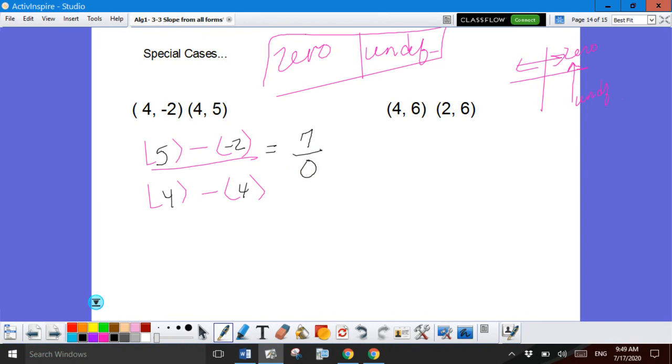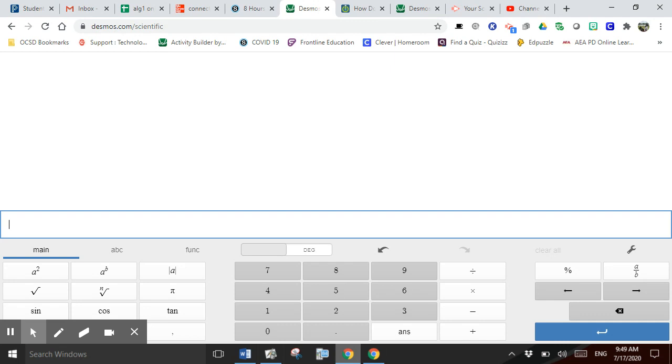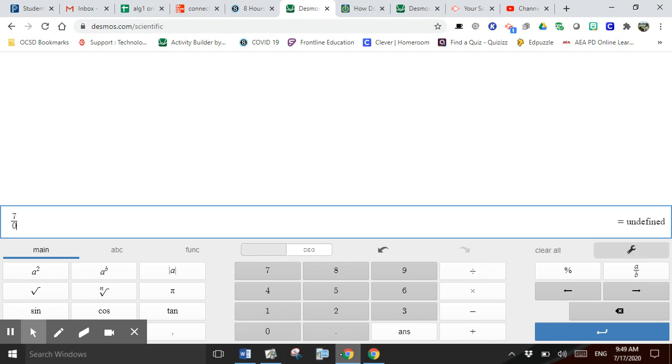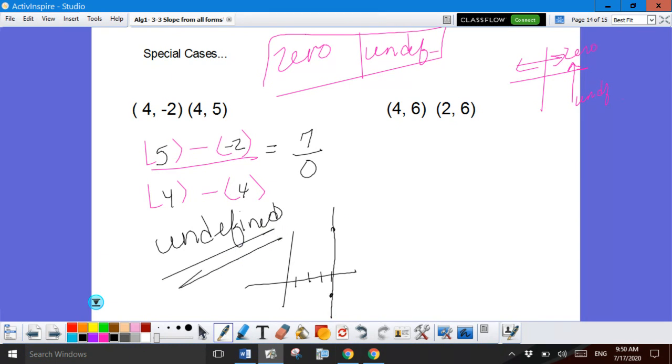Well, that's interesting. Can I take 7 divided by 0? Can you take 7 of something and break it into 0 parts? Does that even make sense? Let's see what happens if I use my scientific calculator and try to put that in. 7 divided by 0. It says undefined. Well, that's pretty simple because if you think about it, you can't do that. That has to be the undefined line, okay? And if I look at what's really happening there, 4, -2, that's here, and 4, 5, that's here. My line is going vertical, so that is an undefined slope, okay?